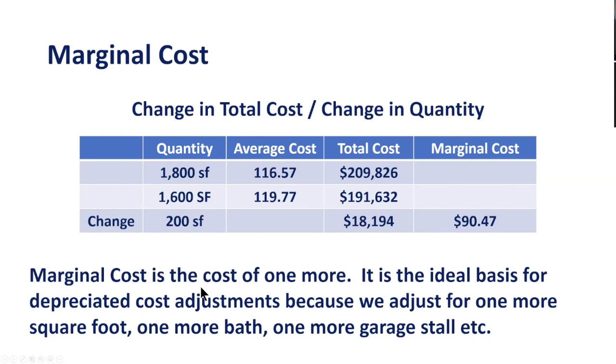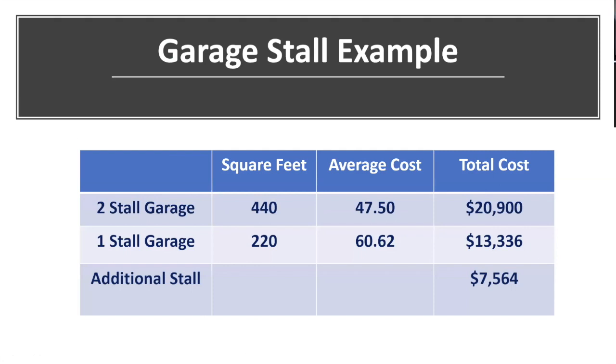Marginal cost is the cost of one more. It's the ideal basis for depreciated cost adjustments because we adjust for one more square foot, one more bathroom, one more garage stall, and so on. Here's the example for a garage stall.